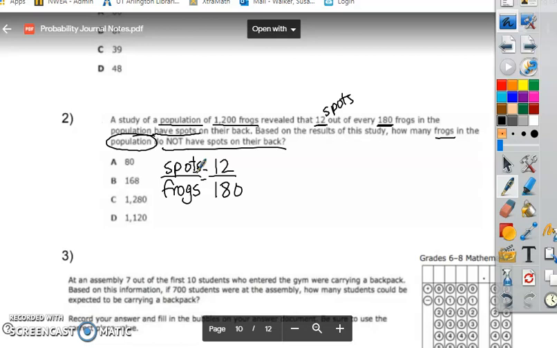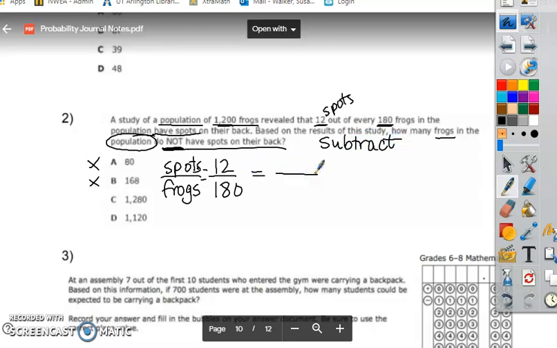Most of the frogs out of this population, most of them don't have spots, right? Only 12 have spots of the 180. So the majority do not have spots. So I'm pretty sure these two are going to be an incorrect answer, okay? So what we're going to do is take it from here, and remember that somewhere we're probably going to need to subtract because this says not. So we'll talk about that momentarily.